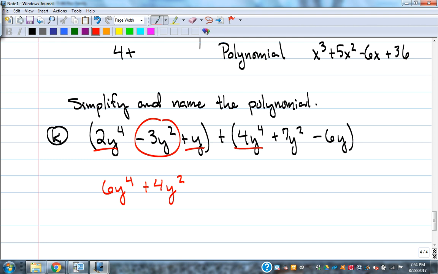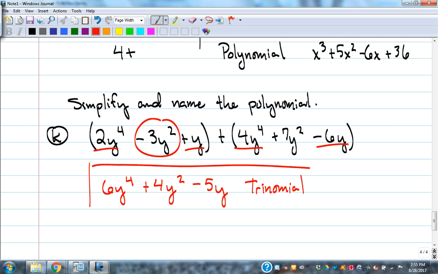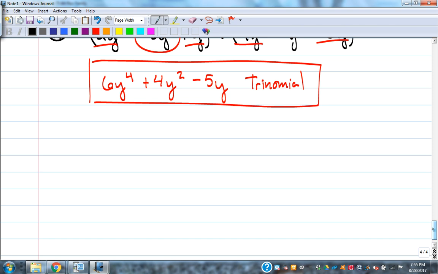Last piece, you got the y and the negative 6y. Negative 5y. Yeah, minus 5y, negative 5y, same thing. We combined everything. We're good with simplifying. What do we call this polynomial? A trinomial. Easy stuff. Let's do a tough one.